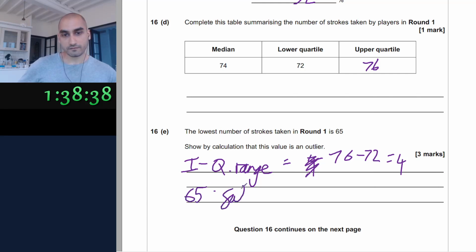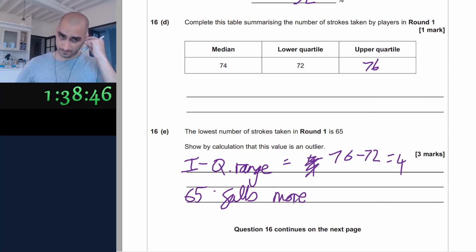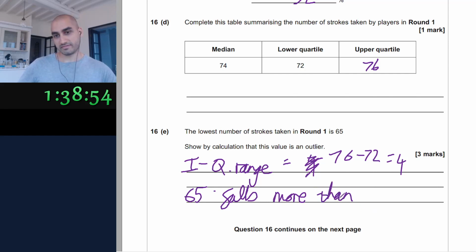65 falls more than... Okay, I'm just bullshitting at this point. More than 1 IQR below.